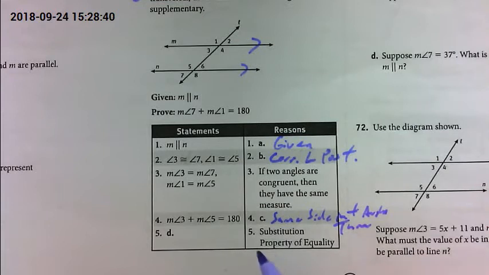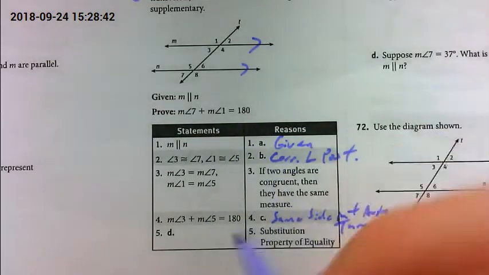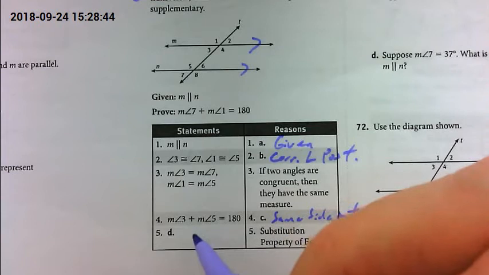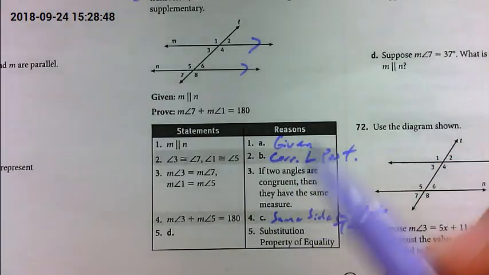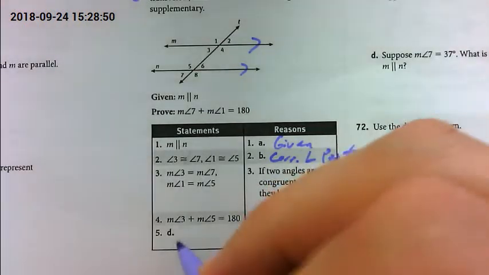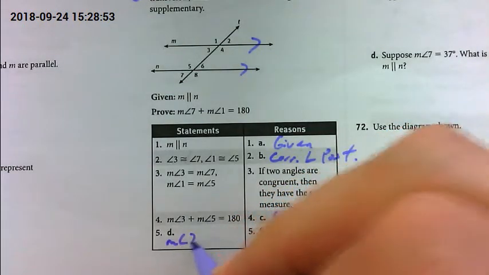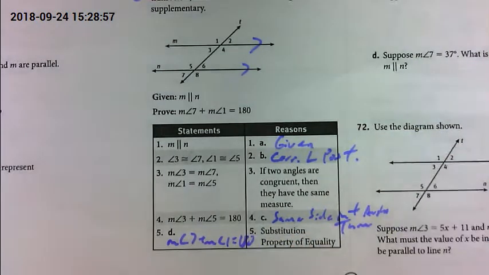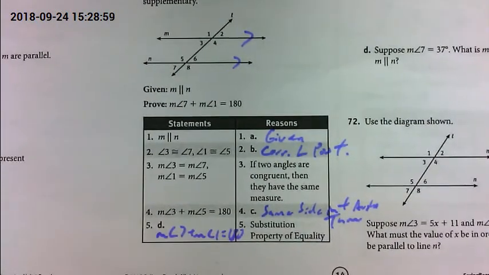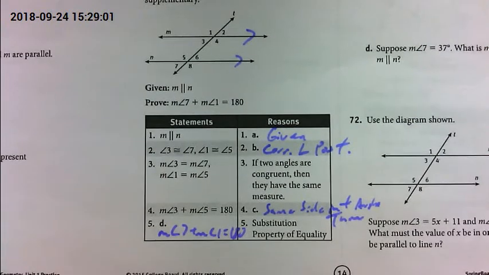And then finally, substitution, we're going to replace the values of 3 and 5 with 1 and 7. And that'd be substitution property, and that's what they want us to prove. So replace both those values with things we said were equal to them earlier.